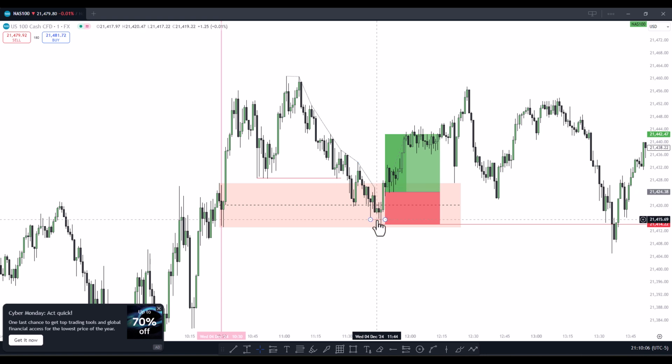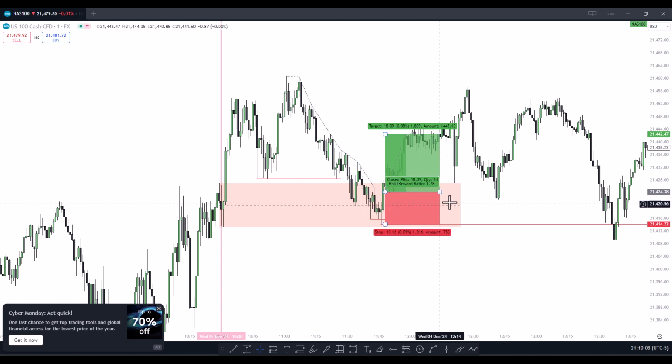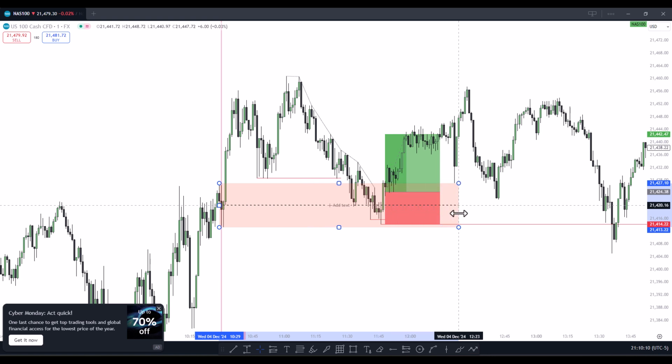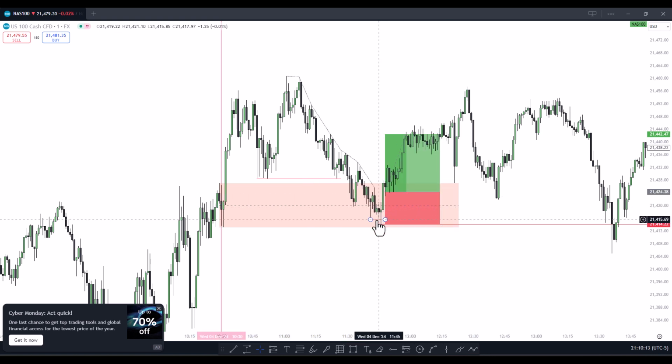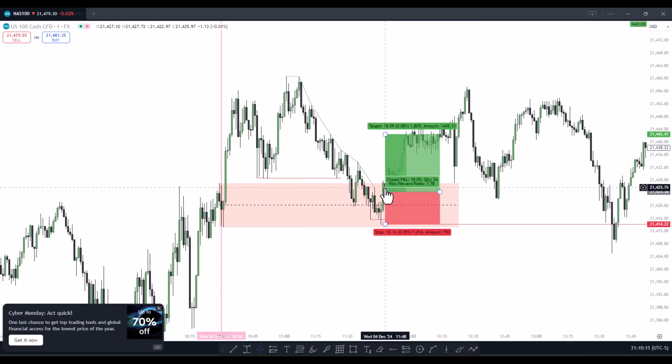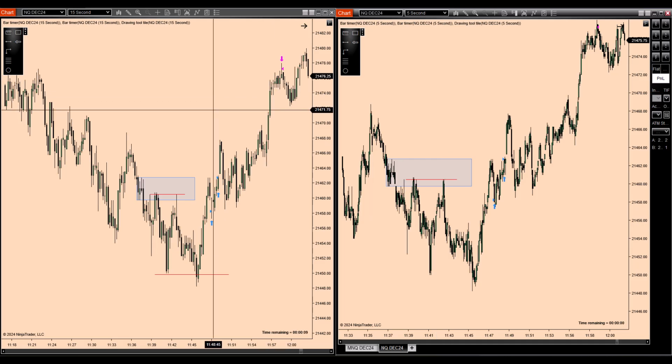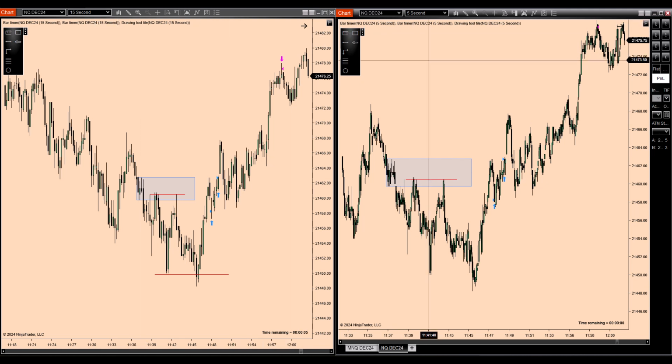The first trigger is tapping into the zone. The second condition is seeing a sweep and then confirming that with a break of structure, and not just any break of structure. That's very important. So this is right here the lower time frames. We have the 15-second to the left and the 5-second to the right.